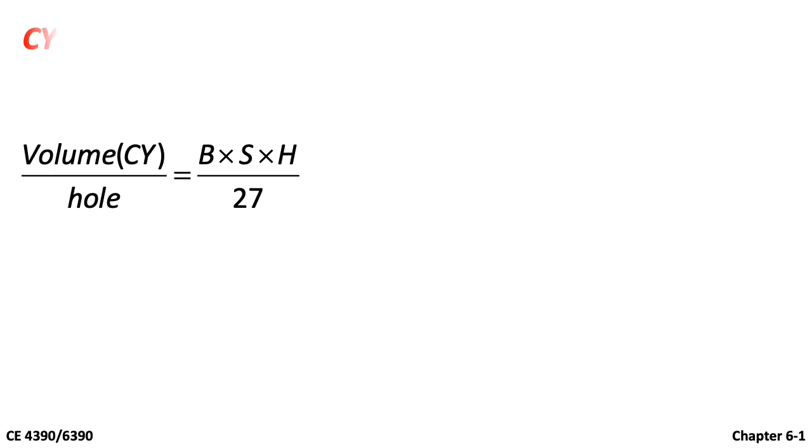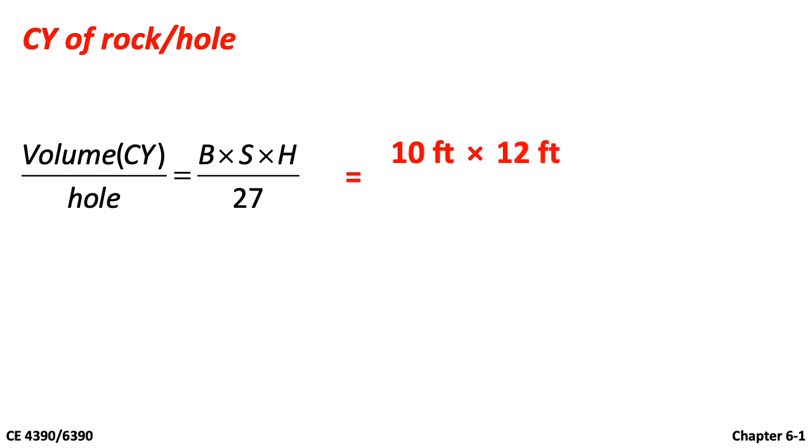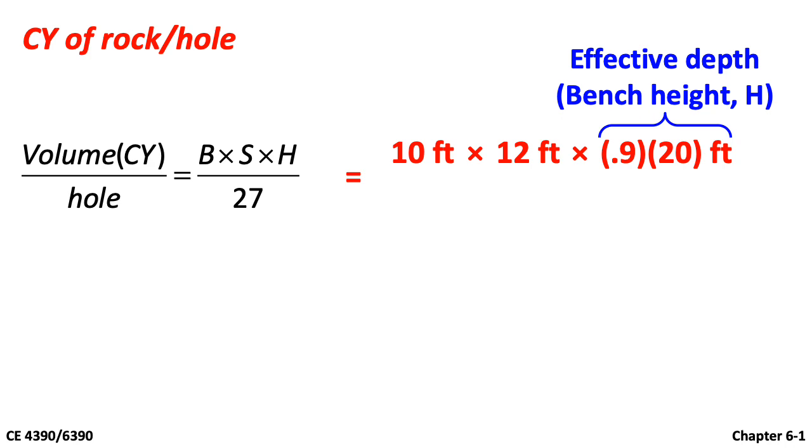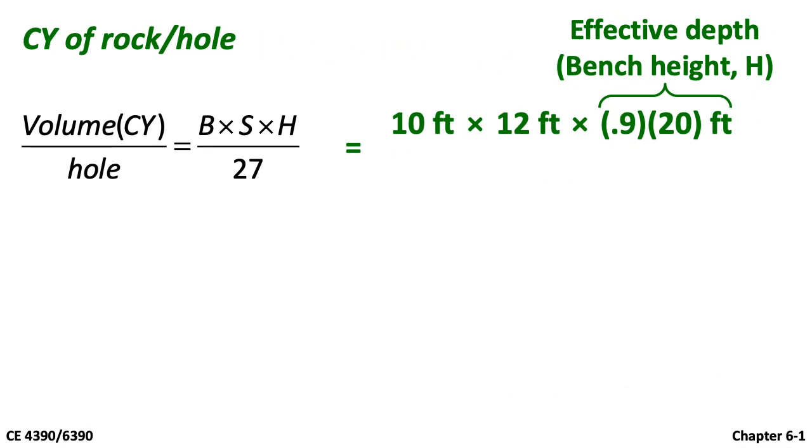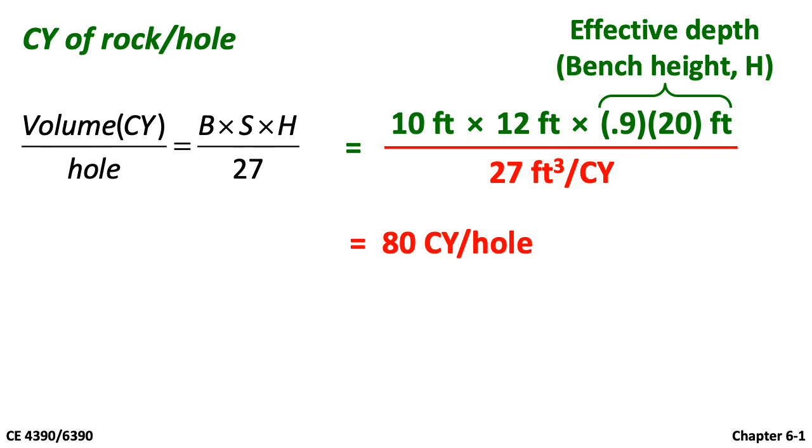Now, let's calculate production in cubic yards per hole using this equation here. In this example, burden B is 10 feet, spacing S is 12 feet, and bench height is 0.9 times 20 feet. Next, you need to divide everything by 27, then you get 80 cubic yards per hole as the unit production.